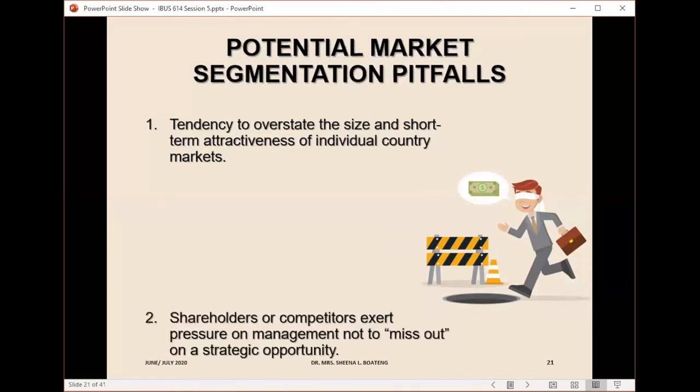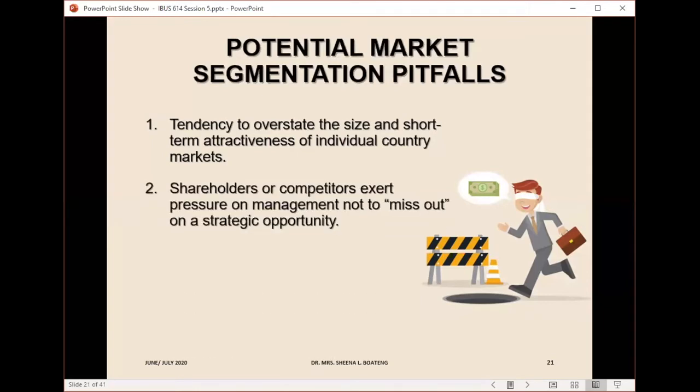Also, shareholders or competitors exert pressure on management not to miss out on a strategic opportunity. And marketers need to be very careful of this, because it could be that the shareholders and the competitors see it as a remarkable opportunity that you need to take advantage of now. However, as a marketer, and a professional in your own right, you have done your research to know that perhaps this strategic opportunity they are seeing is not a long-lived one. Perhaps it's just a short-lived thing that if the company invests resources in, may lose in the long run.